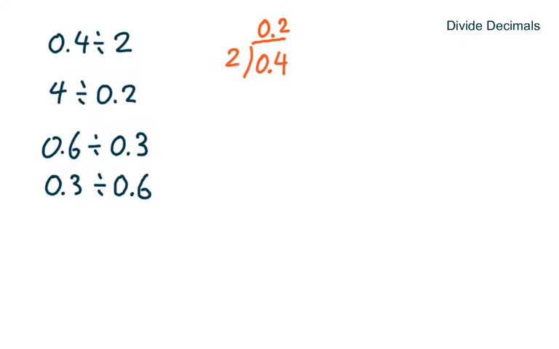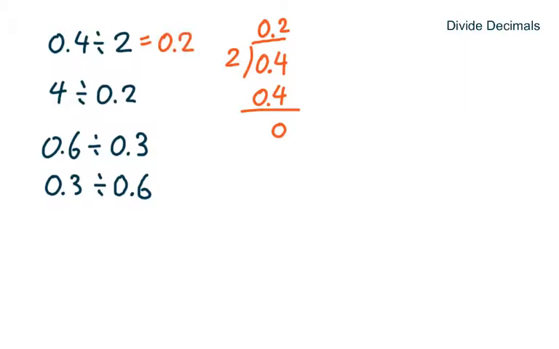And 2 times 2 is 4. So I'm going to copy down 4. 4 minus 4 is 0, or you can think of it as 0.4 minus 0.4 is 0. And now we divide this completely. We know that the answer is 0.2.